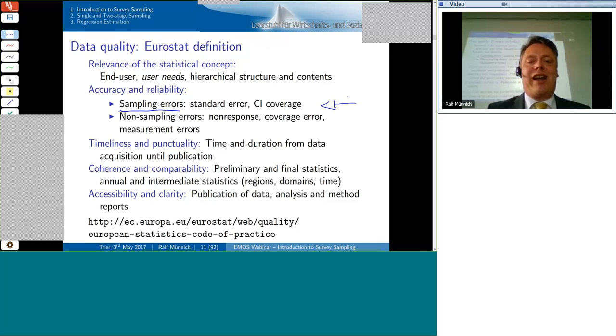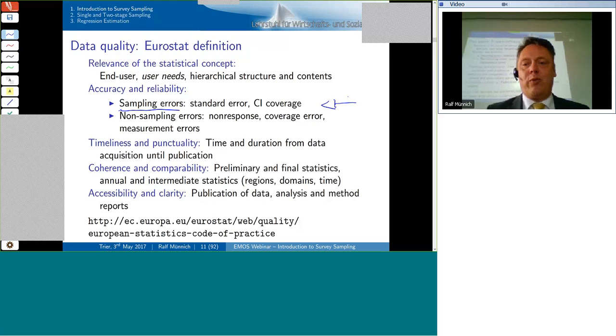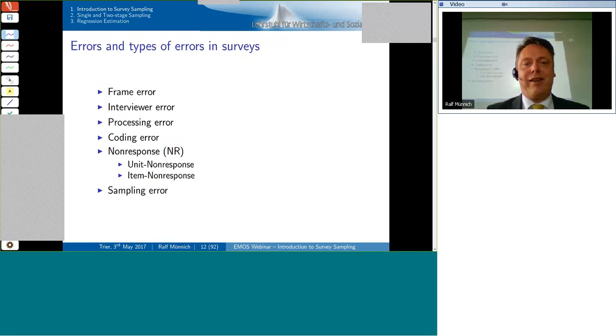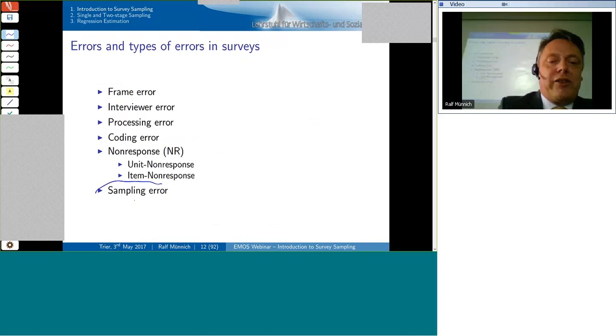But before we tackle that more, we have to understand what sampling means. Errors certainly occur in many different kinds. Non-response is one. Frame errors, interviewer errors, processing errors, coding errors. Non-response, and finally the sampling errors. So there are a lot of errors, but the core thing certainly will be this one.